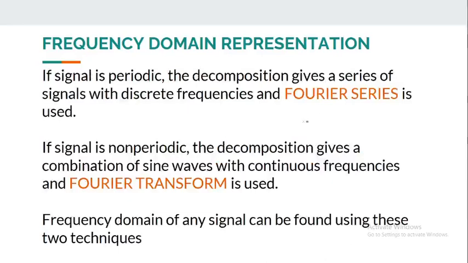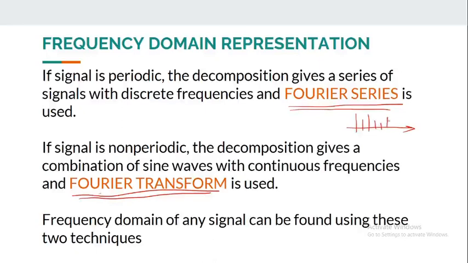If the analog signal in time domain is periodic, then we will use Fourier series for finding its sinusoidal components. And if the signal is non-periodic, or it has some random shape or is not continuous, then we will use Fourier transform. Just remember these two names, Fourier series and Fourier transform. The frequency domain of Fourier series will be discrete, as we have illustrated. It will have shapes like this.